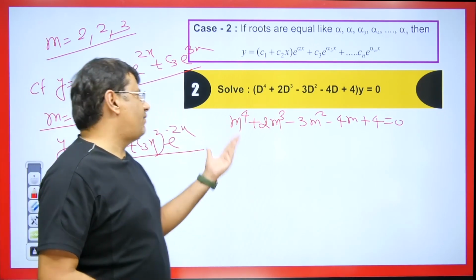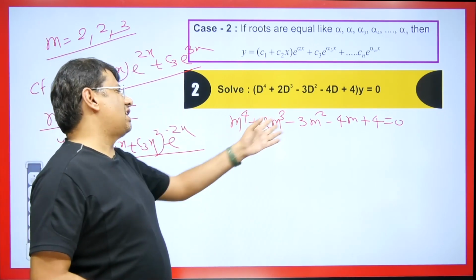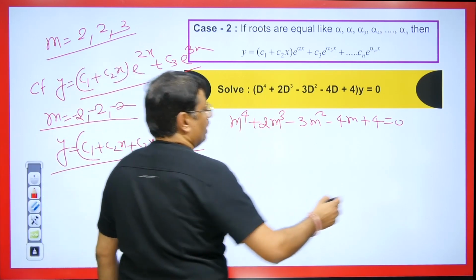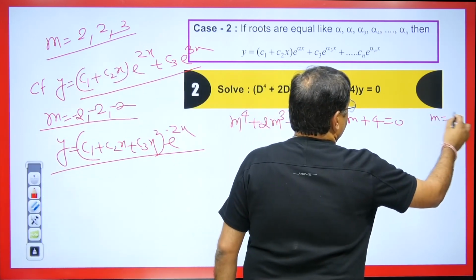So, students, when you factorize this, you can see here 1 satisfies this. So, if you want to, you can factorize it. You see m is equal to 1 is satisfying this equation.